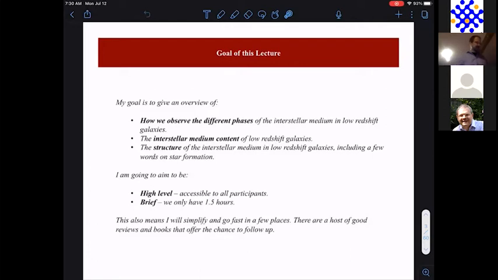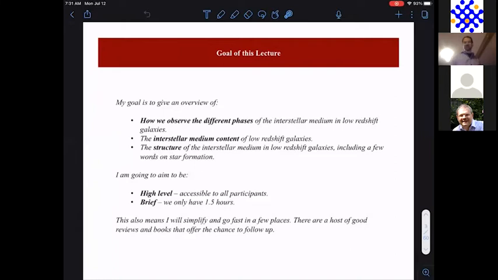So especially since this is the first of the lectures, I'm going to take between the first third and half to talk about the different phases of the interstellar medium in low redshift galaxies and just give a sketch of how we observe them. It seems important to lay out the basics and terminology at the beginning of the first day.